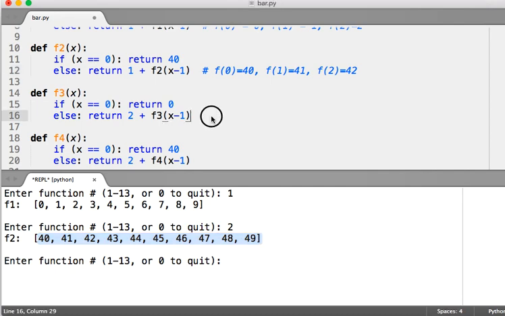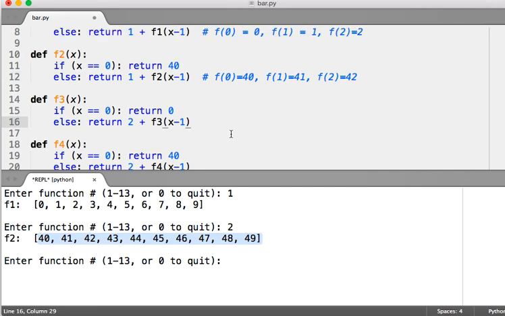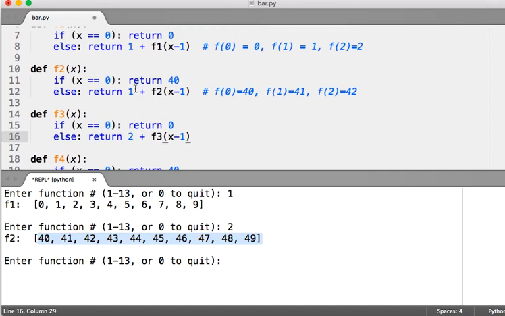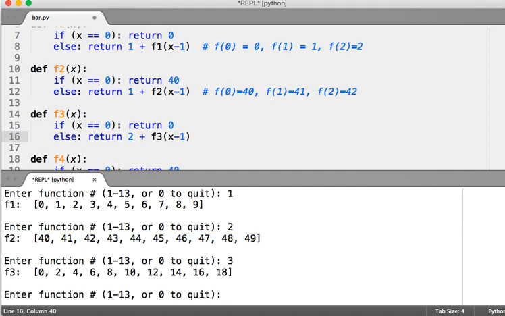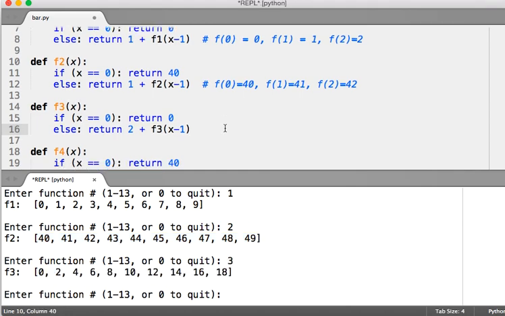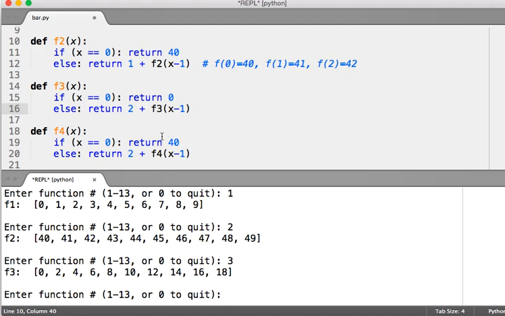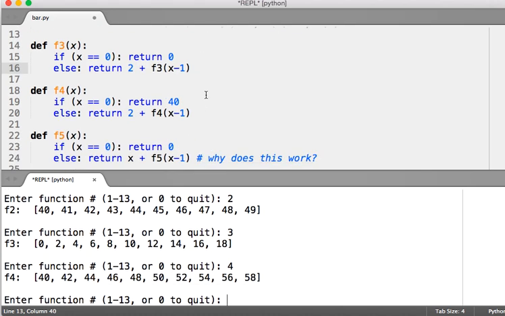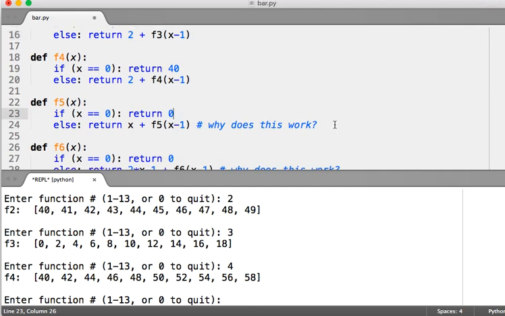What about this one? Well, so it seems like whenever we're adding some constant to f recursively, we're getting a linear function. So we're going to guess this is linear, and it's going to grow by 2. So we're going to get 0, 2, 4, 6, 8. And indeed, the answer is 0, 2, 4, 6, 8. So that's the evens. Pretty cool. This one here sure looks like the evens again, only starting at 40. Indeed.